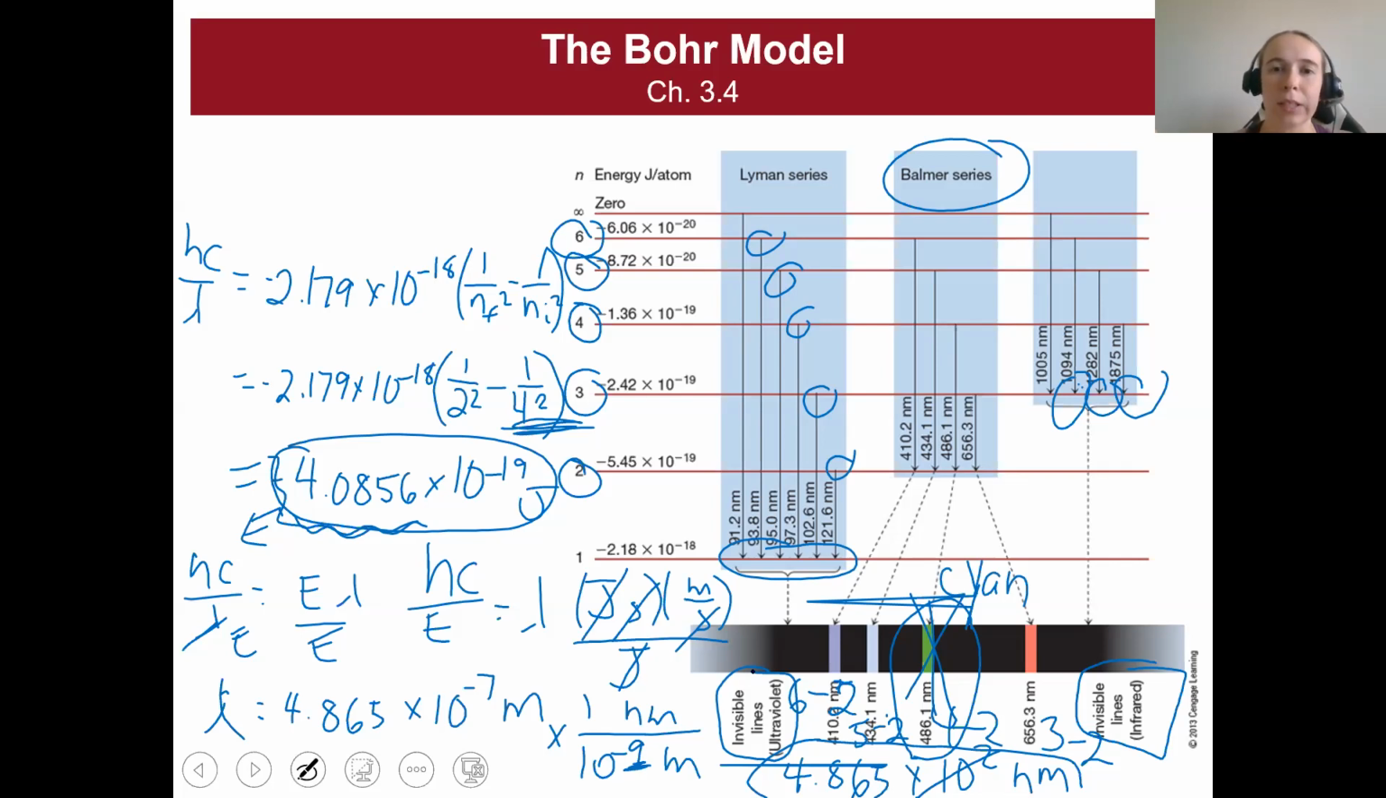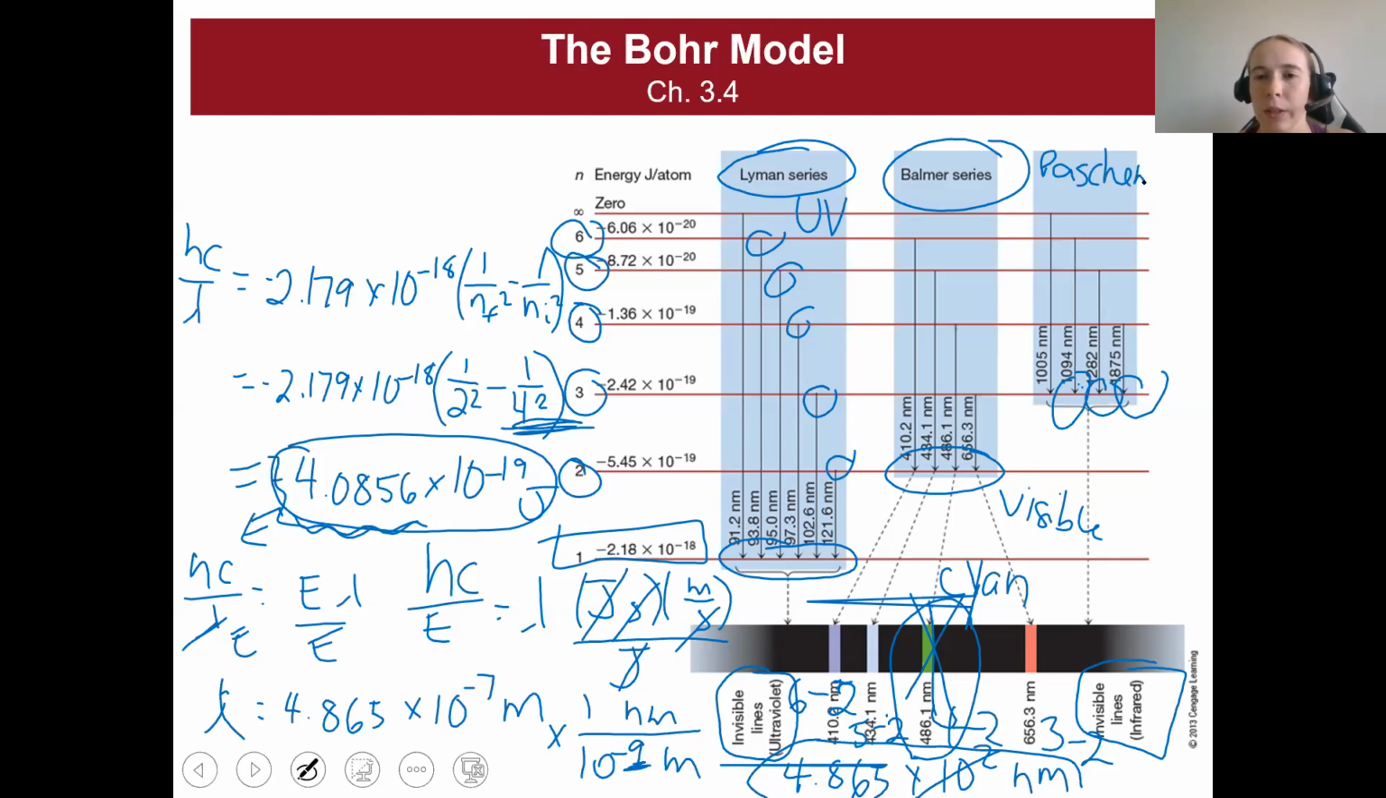So the Lyman series is in the UV range, and it's always dropping down to the first energy level, the ground state. The Balmer series is always dropping down to the second energy level, and it's visible. And this one's called the Paschen, I don't know if I'm saying that right, the Paschen series, and these are in the infrared region, and they're dropping down to the third energy level.